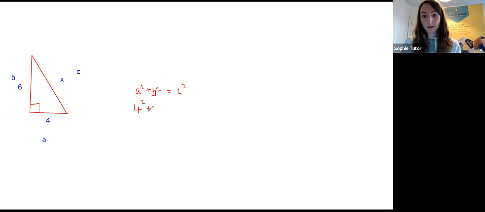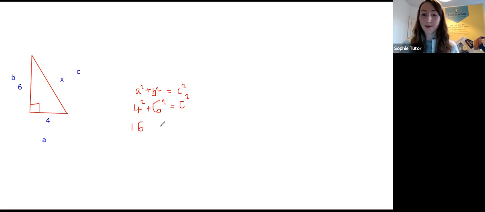And then it says plus, and what's b? Well, b here is 6. So we're just going to pop 6 in instead of b. 6 squared. And that is going to equal c squared. Now, if we square 4, we get 16. So 4 squared is the same as 16.